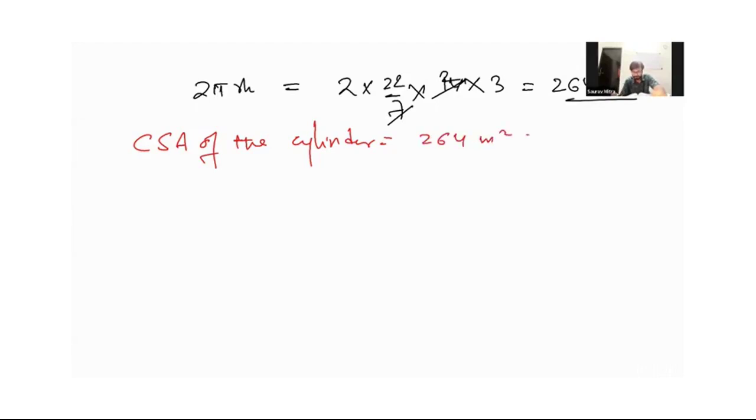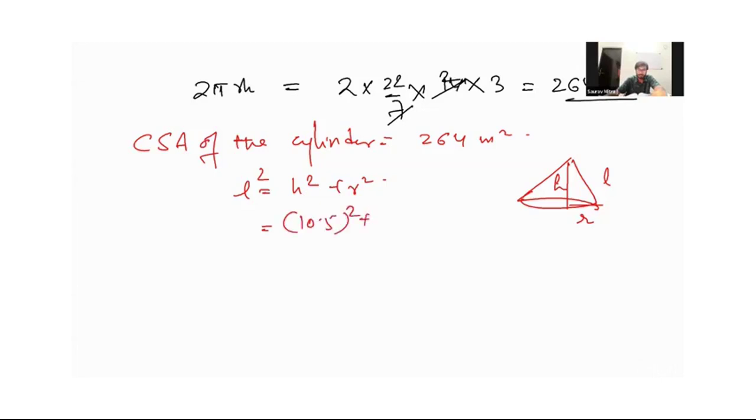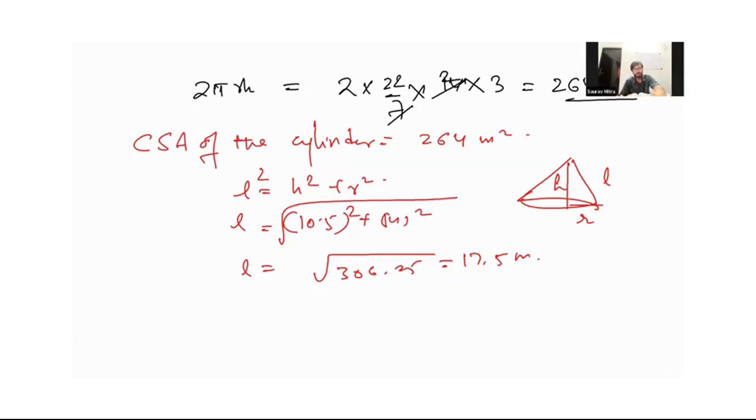Now we have to find the curved surface area of the conical part, this part. This is your L, this is your H, this is your R. So L square is equal to H square plus R square. Now we have to find L. H is given as 10.5, R is given as 14. If we find the square root, we will get L, and it will be 306.25, that is 17.5 meter. Now this is your L.